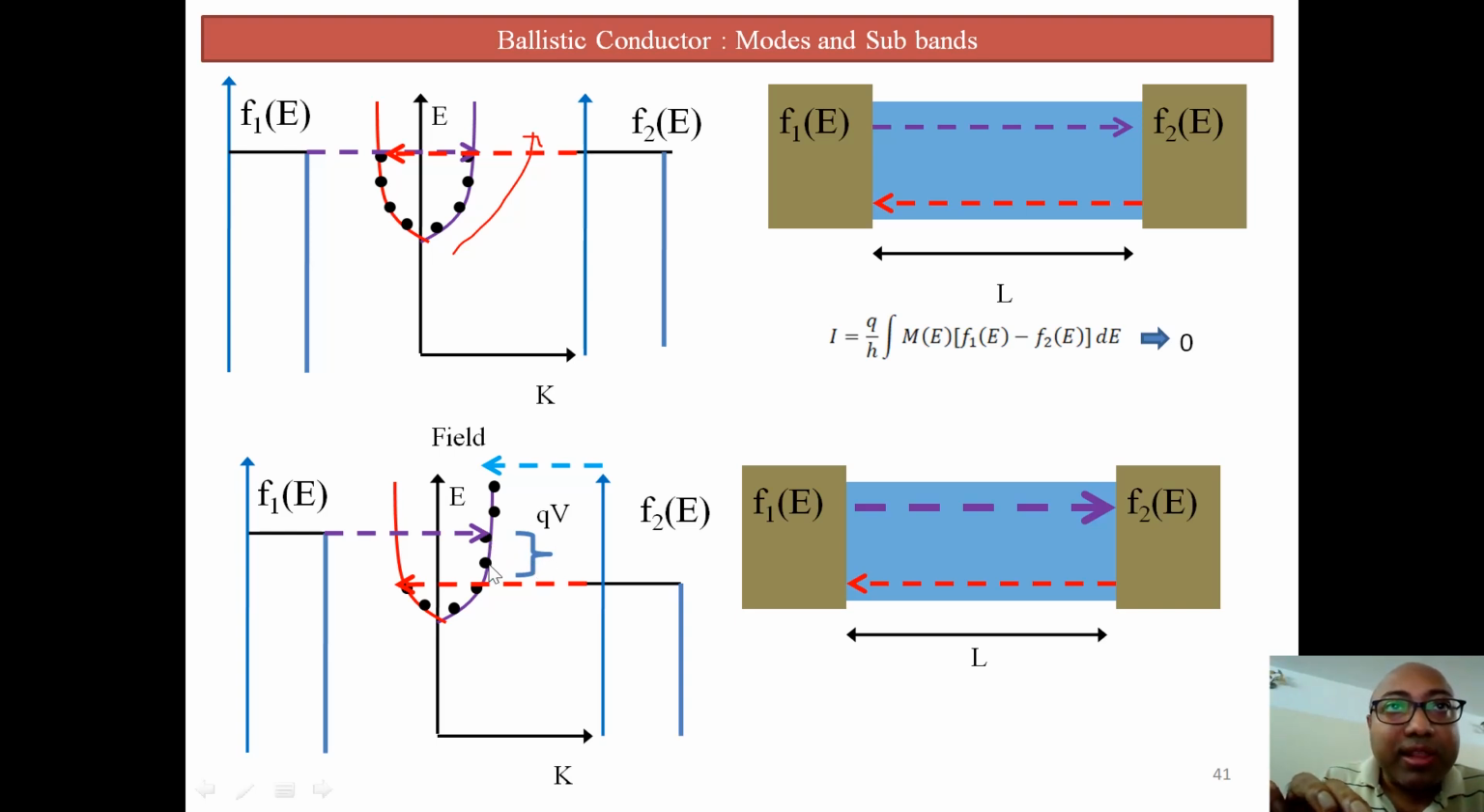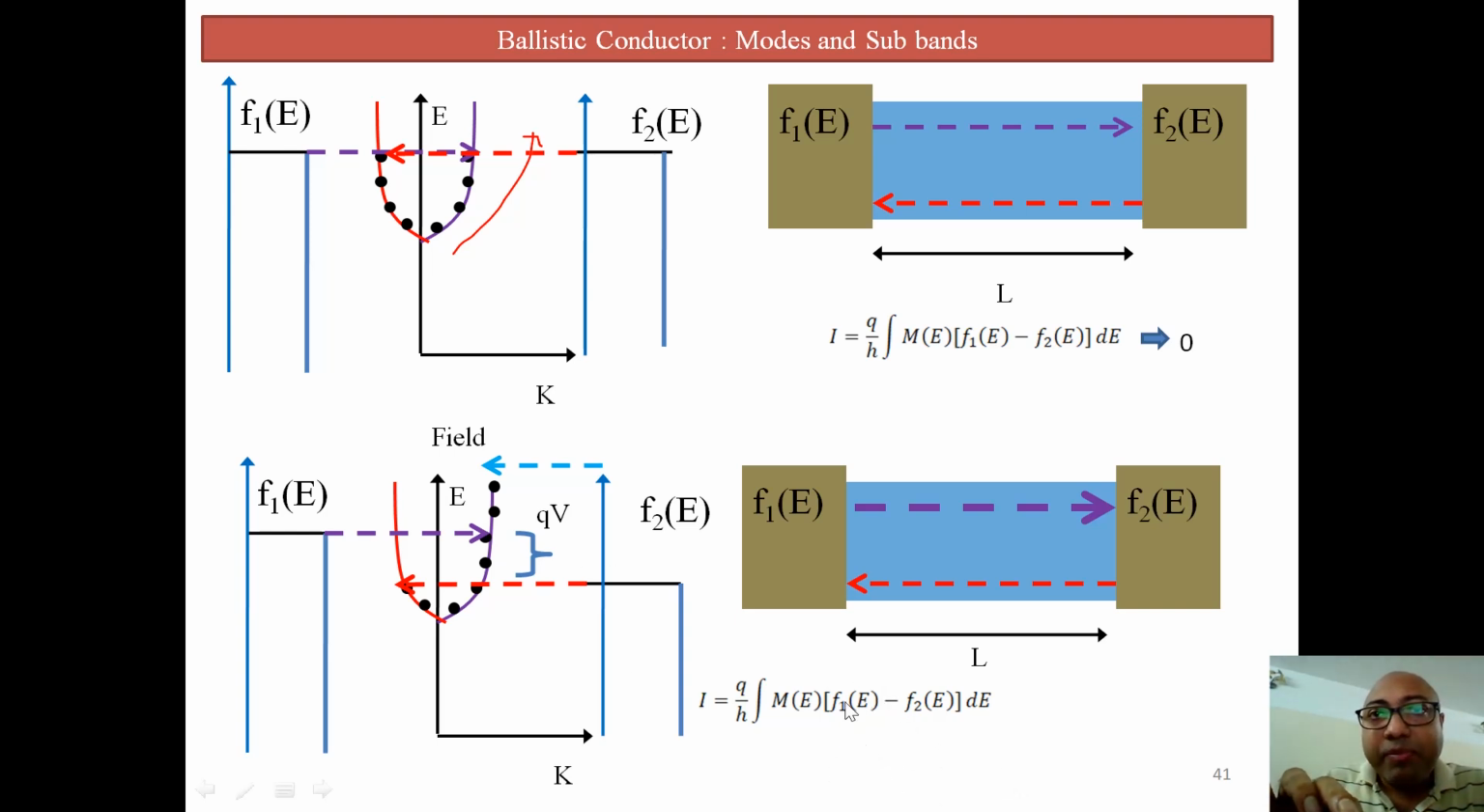So that is that, and you will be getting current because of 1, 2, 3 electrons, or whatever the amount of electrons exists in between that window. Okay. So this is my current expression.